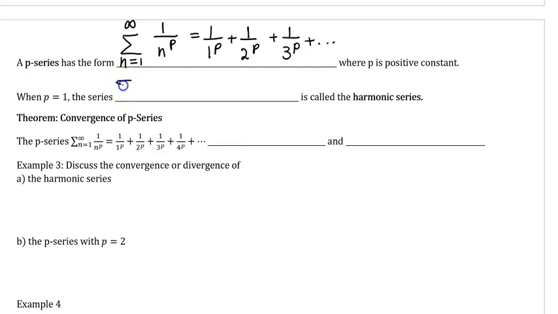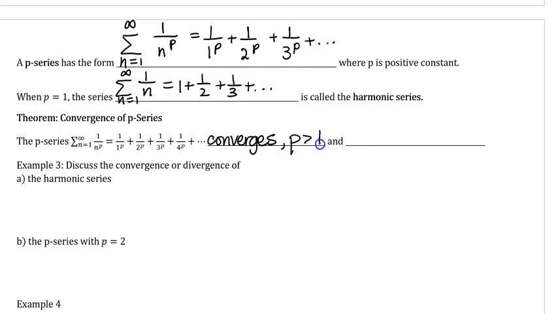When p is 1, we've briefly seen that series before. We've discussed that. This is the harmonic series, 1 plus 1/2 plus 1/3 plus and so on. And we're interested in whether or not this series converges or diverges. It converges if p is greater than 1, and it diverges if p is less than 1. More specifically, if p is between 0 and 1, including 1.